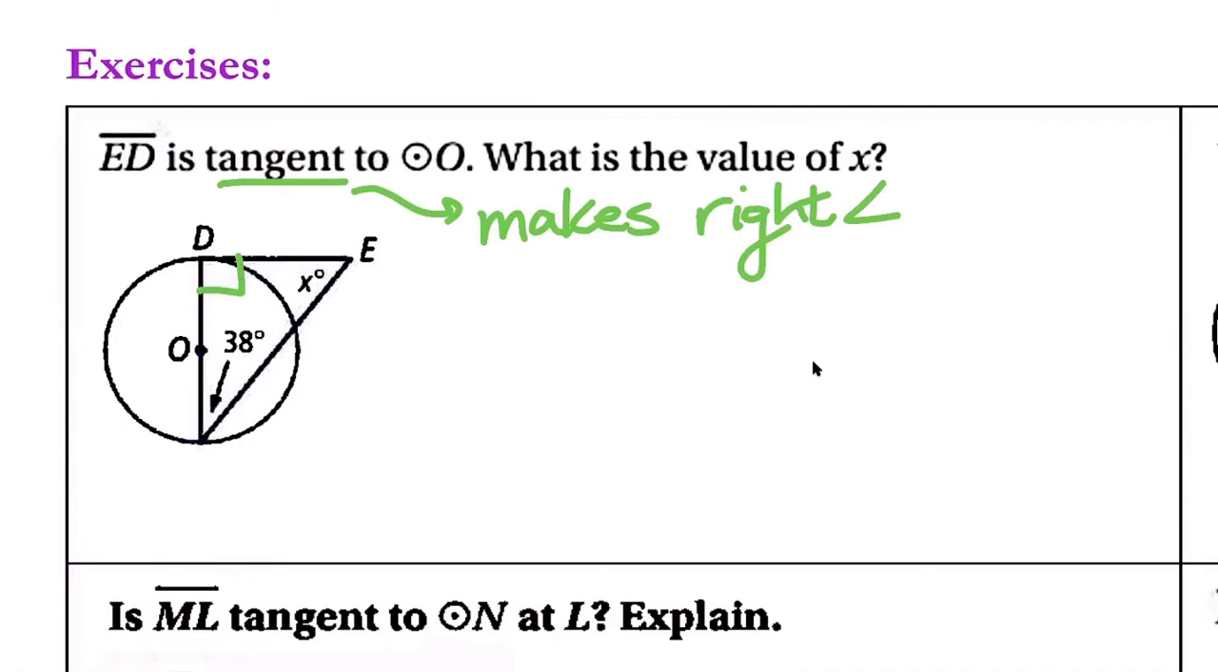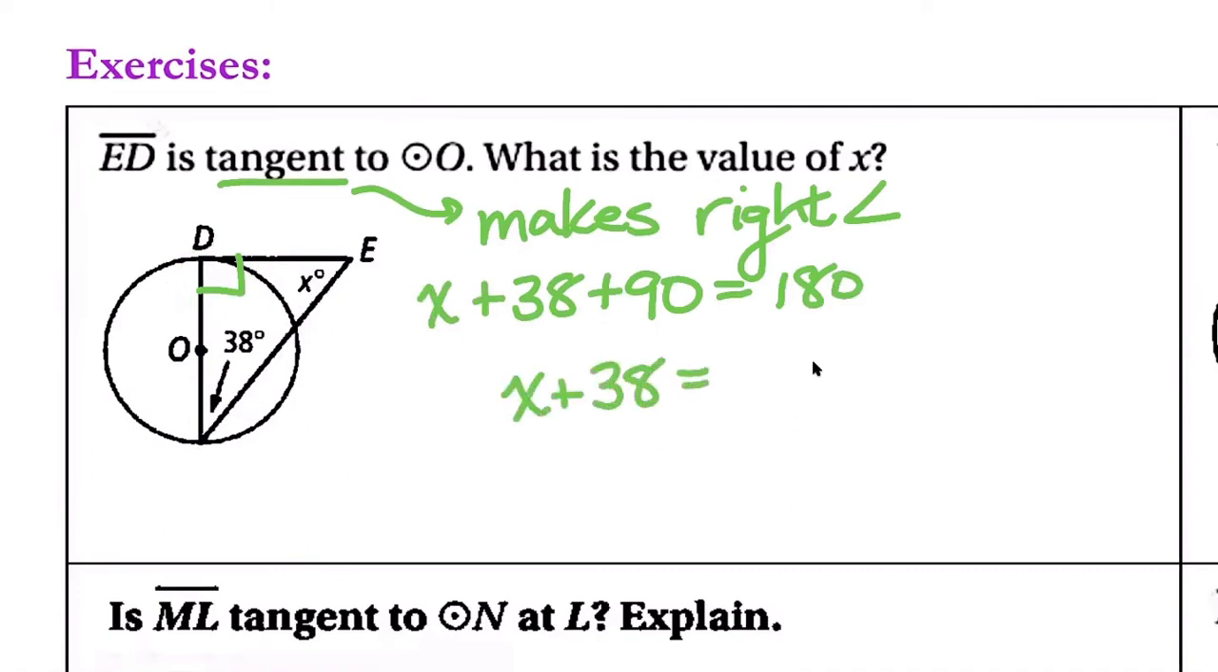That means that all the angles add to 180. So you could do x plus 38 plus 90 equals 180. My preference would probably be to just go ahead and say that because that's 180 in a triangle and that's 90 degrees, then we just know that x and 38 have to add up to 90, and therefore x would be 52 degrees.